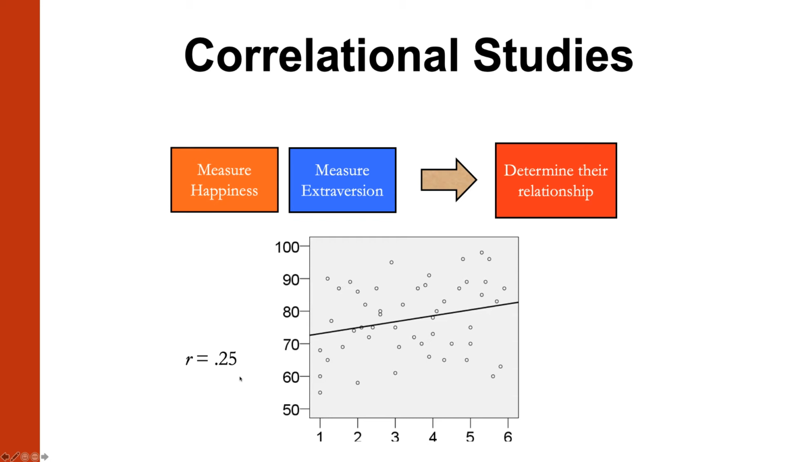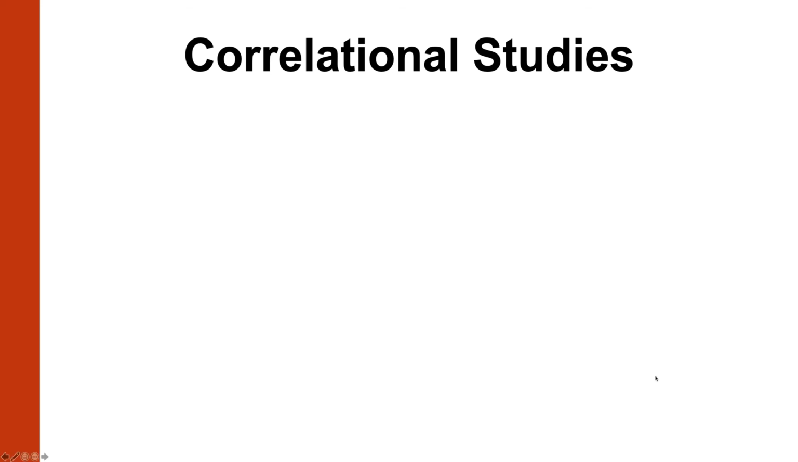Now, in actuality, the correlation is a little bit higher than this, and it is, as this one is, in the positive direction. And what that means is that the happier somebody is, the more likely they are to be extroverted. Or you can say it in the other direction. Extroverted people tend to have higher levels of happiness.